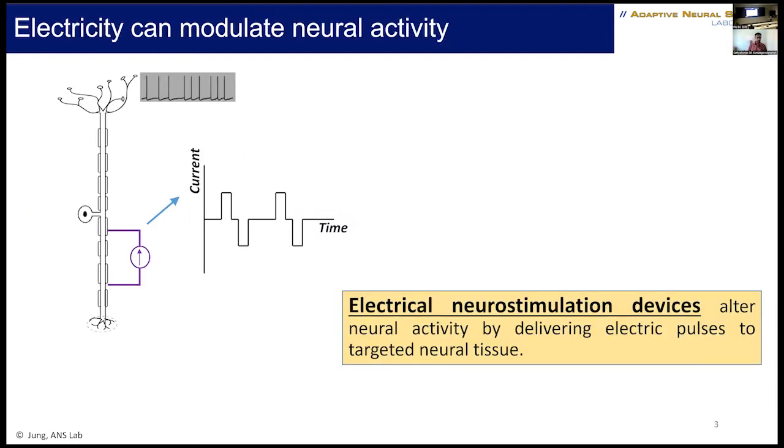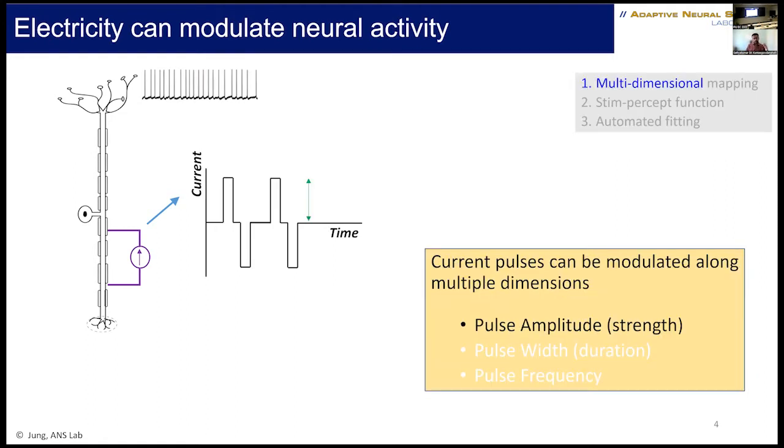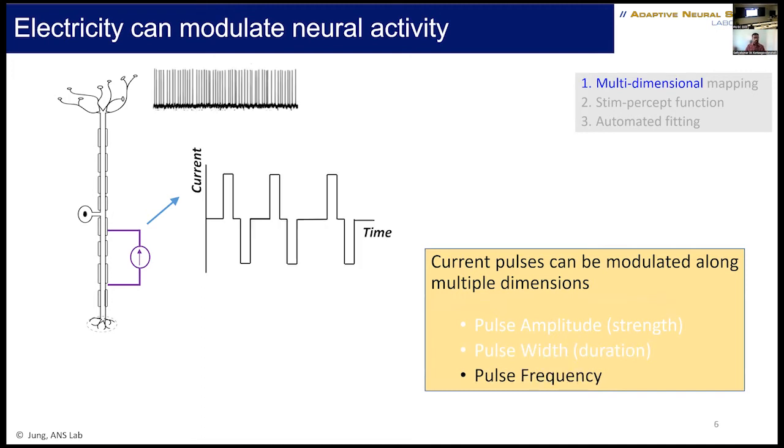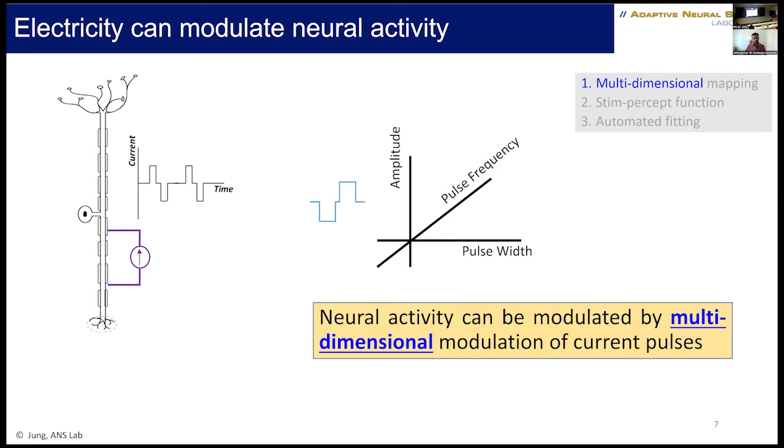Now, before I start off, just a quick background on what an electrical neurostimulation device is. In short, an electrical neurostimulation device is a device that uses electric current pulses to alter neural activity. You can alter neural activity either by adjusting the amplitude of the current pulses that you deliver, or the duration of the pulses, or the timing and repetition between the pulses. So in short, the neural activity can be modulated by multi-dimensional modulation of current pulses. Now, which of these dimensions you use to modulate the neural activity will depend on the type of interface that you have, the target neural tissue, and your application.